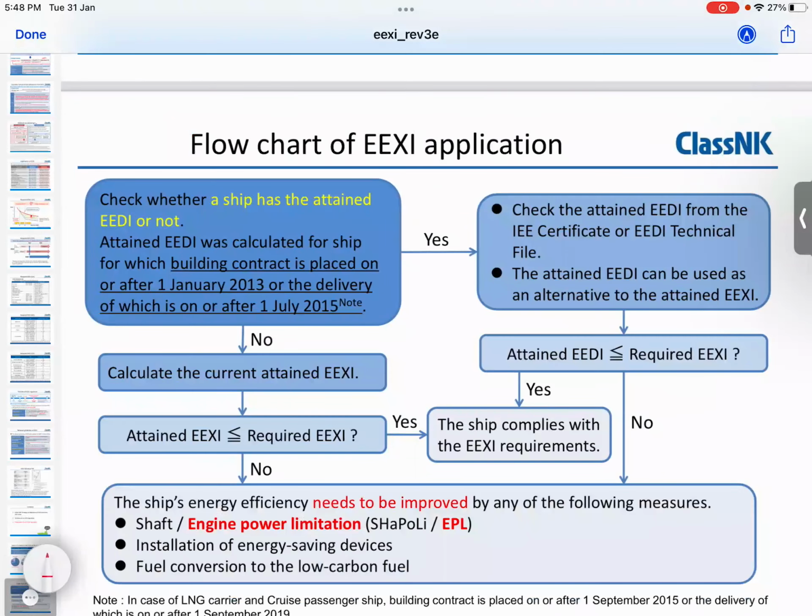You see, just see over here the flow chart, right? What I was telling you. Check whether the ship has attained EEDI or not. Okay, हमारे पास attained EEDI है. Vessel built in, let's say, 2015. Check the attained EEDI from the IEEC certificate or EEDI technical file, है ना? The attained EEDI can be used as an alternative to attained EEXI. Attained EEDI is less than the required EEXI means 2023 वाला. Yes means ship is already complying, है ना? समझ रहे हो? अगर आपका attained EEDI का वैल्यू रिक्वायर्ड से कम है. Yes, go ahead.